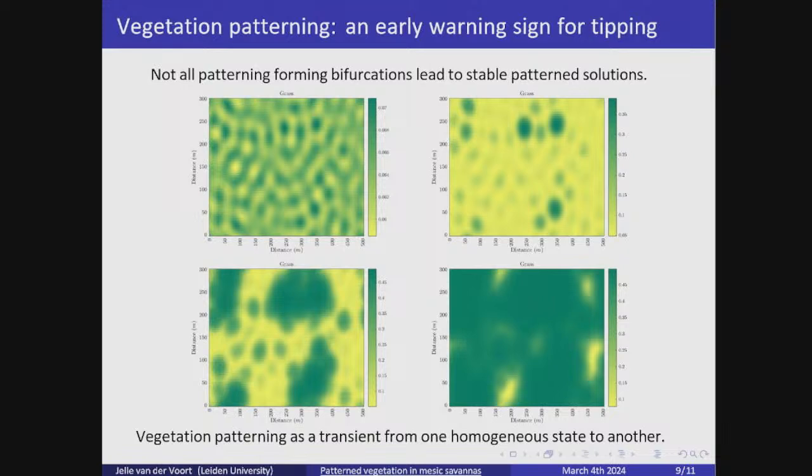In this case, the vegetation patterning acts as a transient from one state to the other, and if you see these in nature, it's an early warning sign that tipping is going to happen.